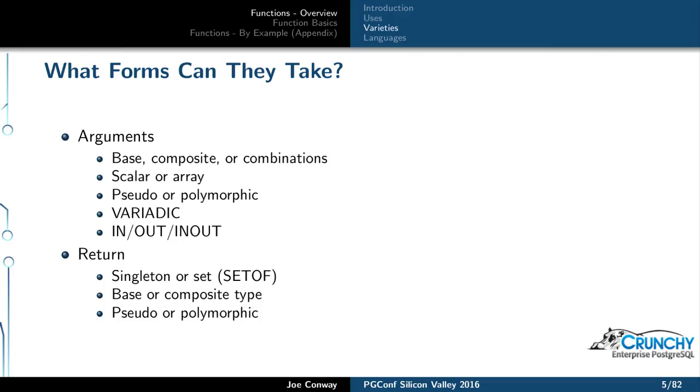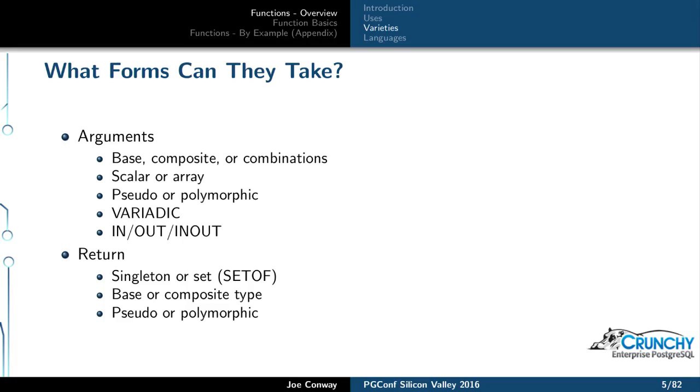The arguments themselves can be scalar, which means a single element, or they can be arrays of elements. There's also this idea of pseudo or polymorphic types. We'll get into those later on in some other slides, but basically what those are, not real data types, but representations of data types.